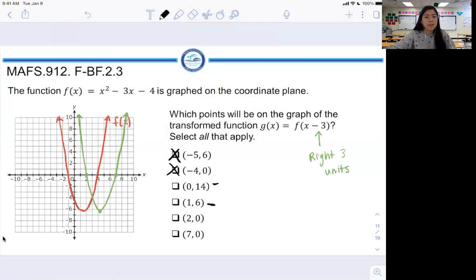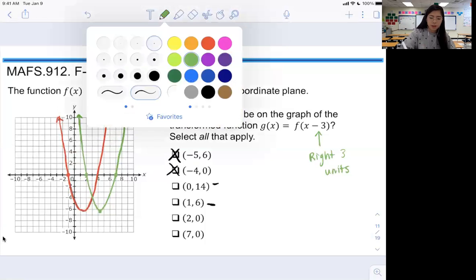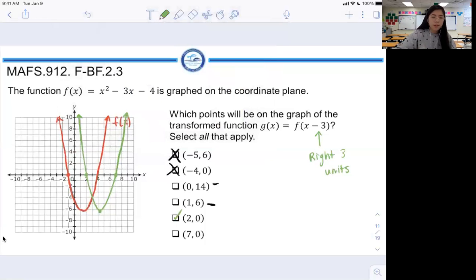What about 2, 0? Yeah, that one I can actually know for sure because I know that I started at -1, 0 and then I moved 3 units to the right, which brought me to my new x-intercept 2, 0. So this one I can definitely check mark. I feel good about that one. How about 7, 0?